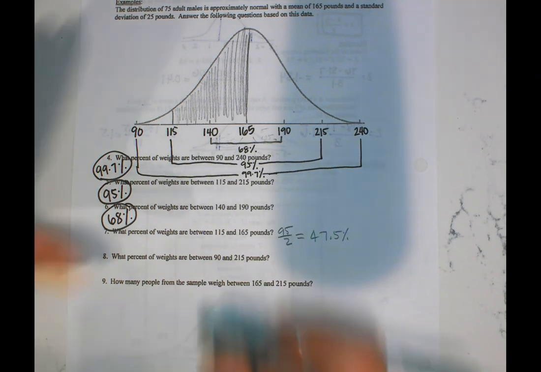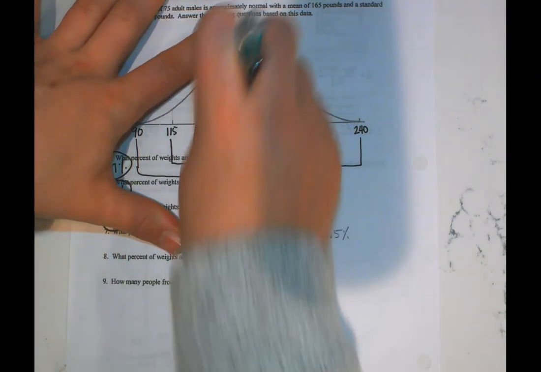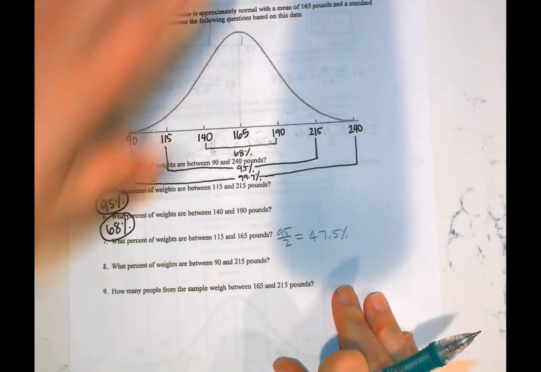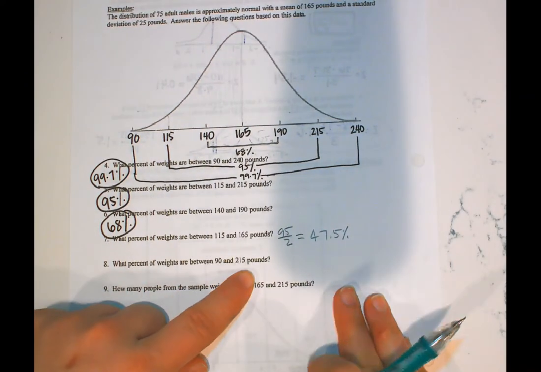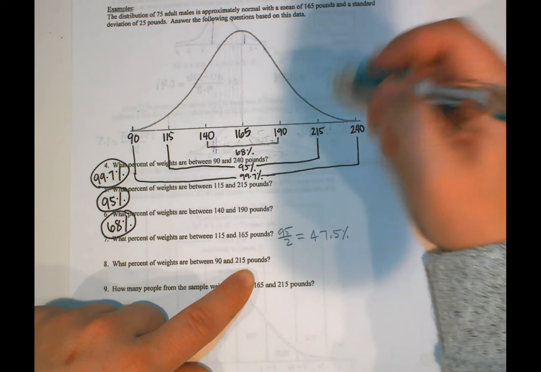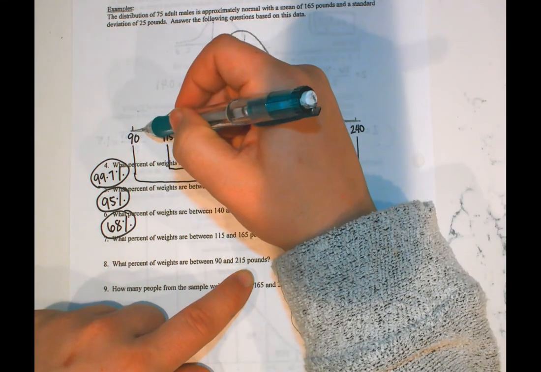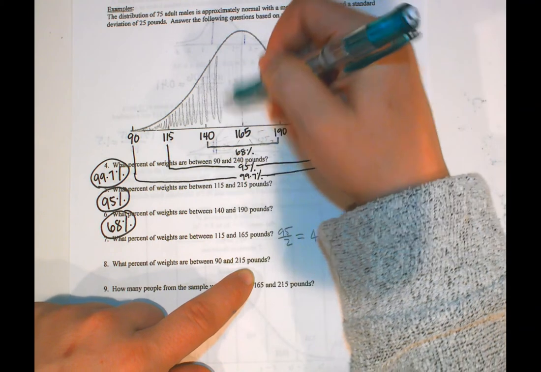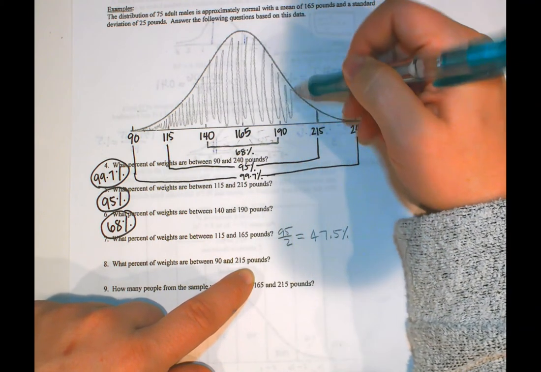So then let's look at the next one. The next one wants to know what percent of weights are between 90 and 215. So I want all of this to be shaded.